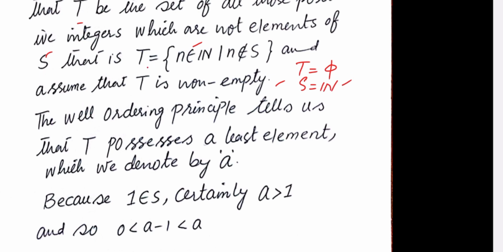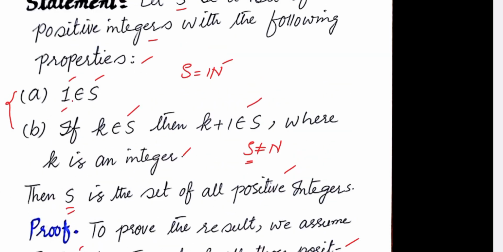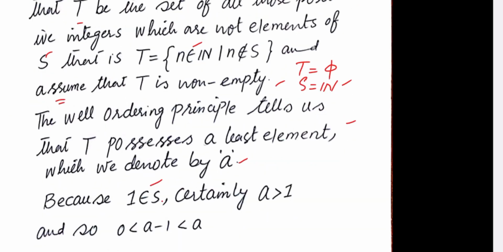As T consists of positive integers and is non-empty by assumption, the well-ordering principle tells us that T possesses a least element. Suppose we denote the least element by A. Because 1 belongs to S by hypothesis A, this is given, 1 belongs to S, certainly A is greater than 1. How does this inequality hold? How is A greater than 1?